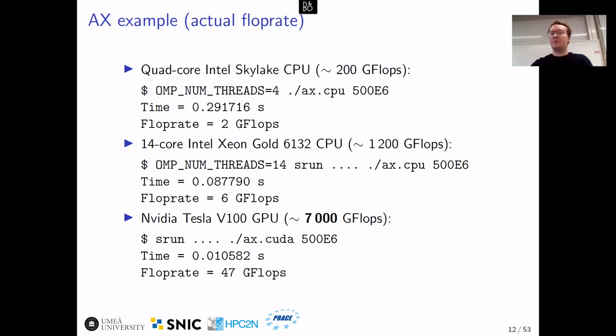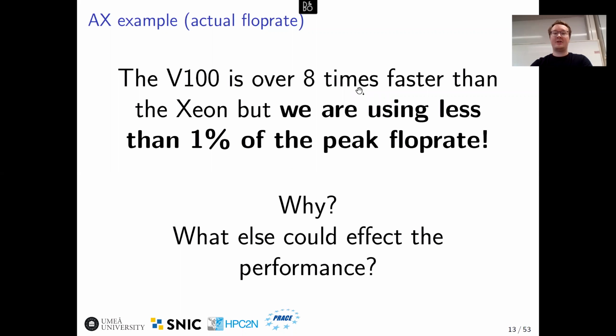But if we actually compute the flop rate, with this Skylake CPU we got only 2 gigaflops out of 200. With the 14-core Xeon, we got 6 gigaflops out of 1200. And with the V100, we are getting 47 gigaflops out of 7000. So we are being faster, but it seems that we are using only a very small fraction of the theoretical flops that can be executed in a second. It's 8 times faster, but across all 3 platforms, we are using only 1% of the theoretical flop rate.